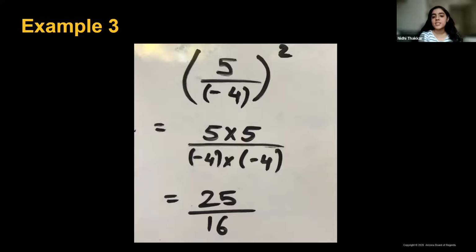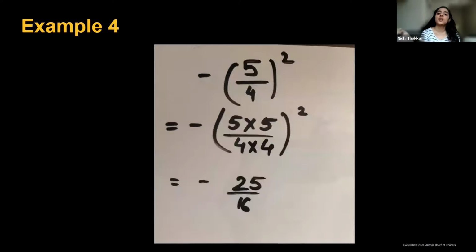Here we have just -4 in the denominator and 5 is positive. So here it would just be 5 into 5 over -4 into -4. The numerator would be positive because there's no negative in there, and the denominator would also be positive because negative into negative would give us a positive. So the overall answer here also would be 25/16.